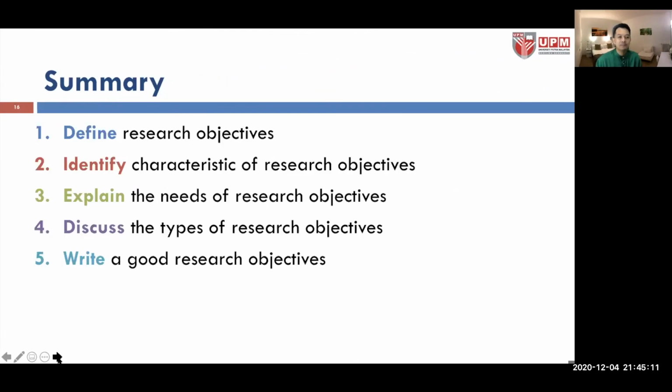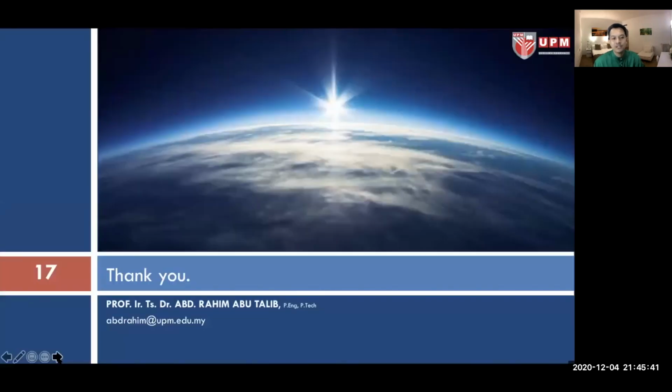In summary, we have already discussed the definition of research objective. We already identified the characteristics of research objective. We already explained the need of research objective and discussed the types of research objective. And finally, we have already shown how to write a good research objective. I hope that would be very beneficial for you, and we will continue in our next lecture.